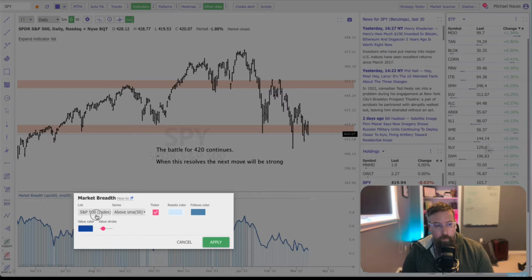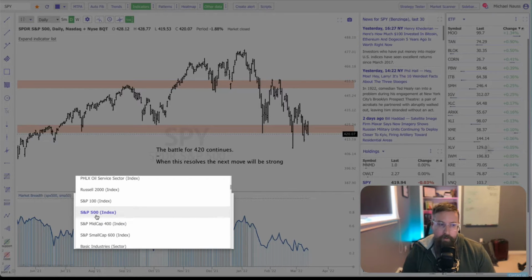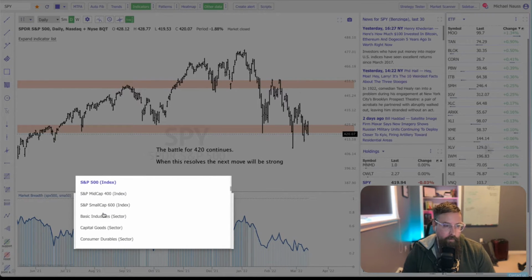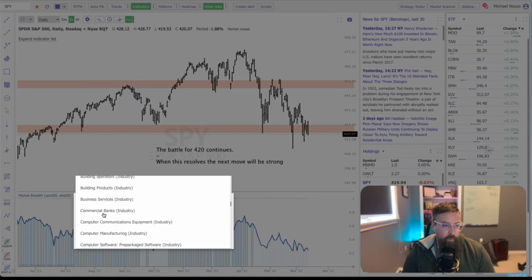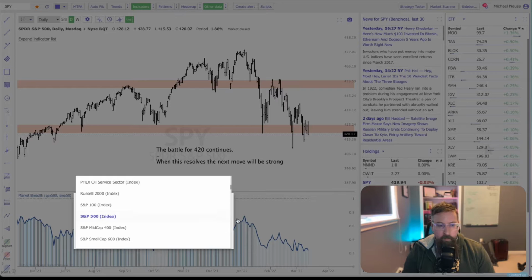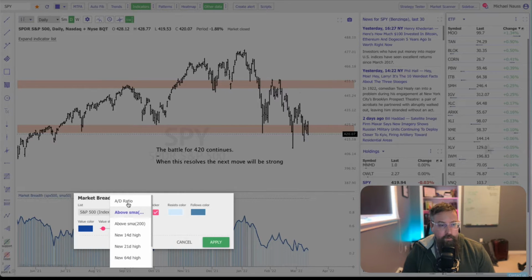you have a few options. So first is what index do you want market breadth for. I know a lot of people won't know what that is, I'll explain it in one second. So you can go based off all these different sectors or industries, or use the S&P 500 or whatever you like. And then you can choose what has to be triggered: above or below the 50 MA, above or below the 200 MA. You can also do all of these highs and lows when it comes to these kinds of things.